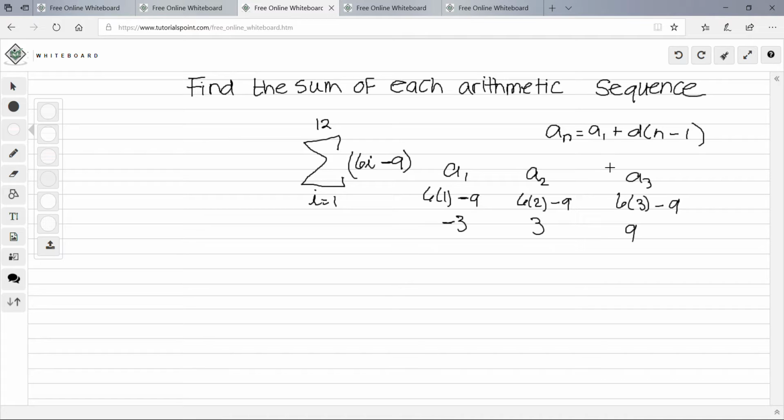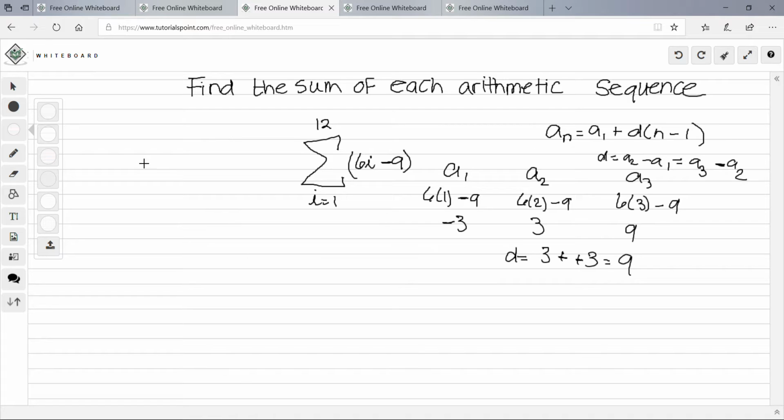So remember how to find the difference. You do a2 minus a1. We know it's arithmetic, so let's find the difference. a2 is 3 minus negative 3, because a2 minus a1, so that is positive 9. So our difference is 9. We don't have to do a3 minus a2 because it already tells us it's an arithmetic sequence. So the difference is 9.